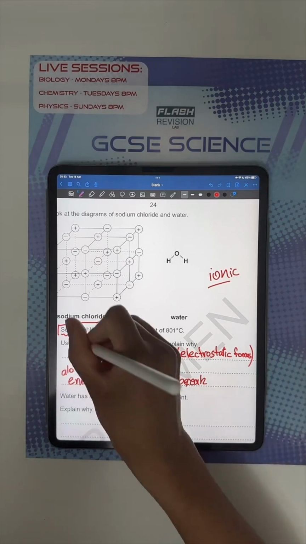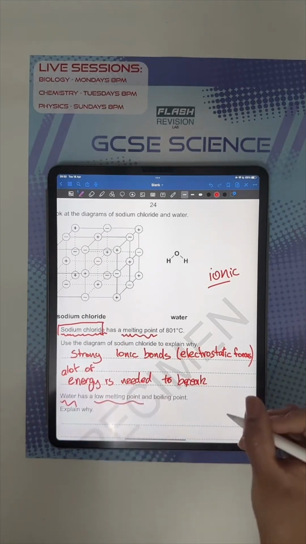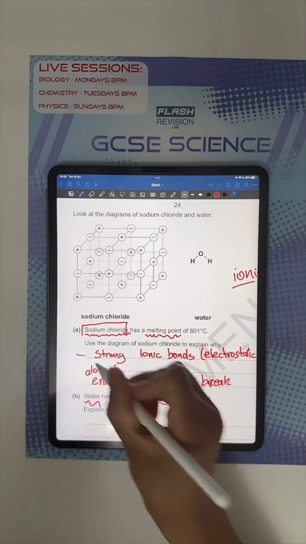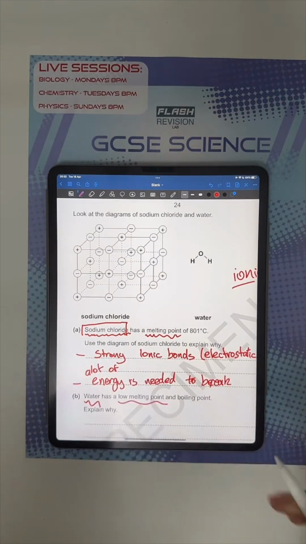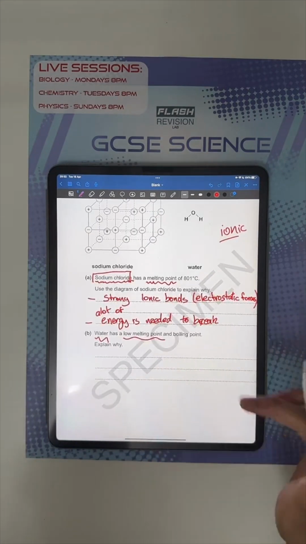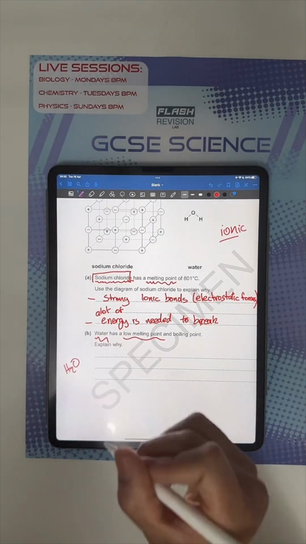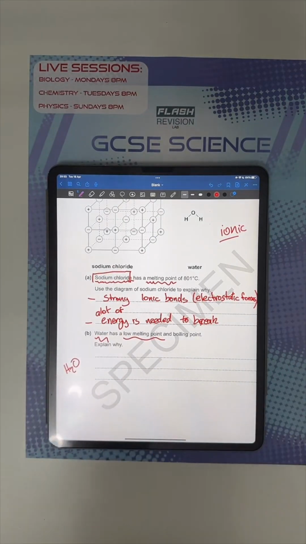Okay, so we've got another similar question about water. Low melting point. So it's going to be the same 2 points again. You're going to talk about the bonds. You're going to talk about the energy. 2 marks again, so two points, but this time it's for low. Water is H2O. So is that ionic, covalent, or metallic?